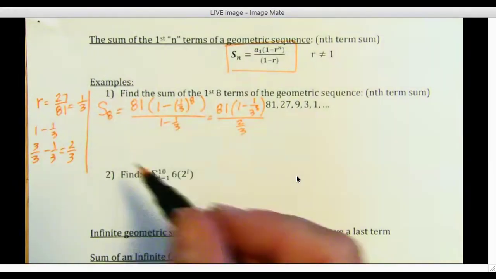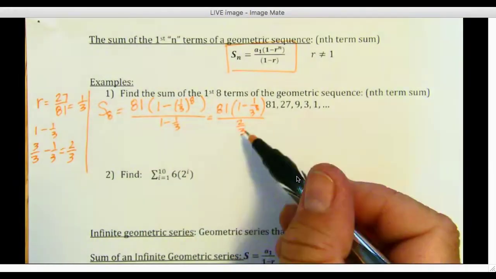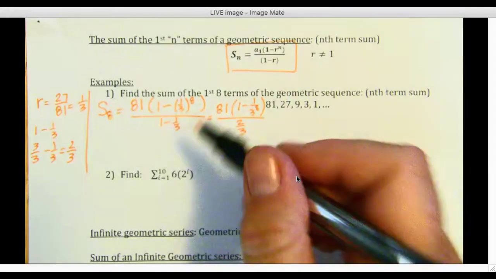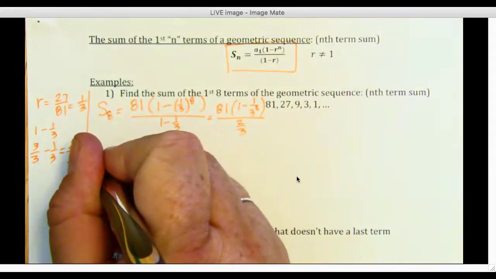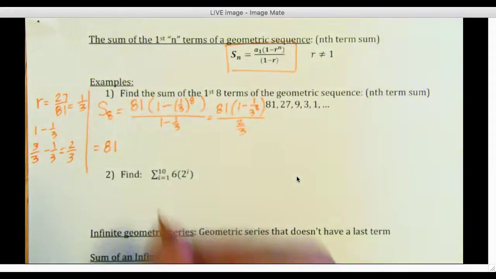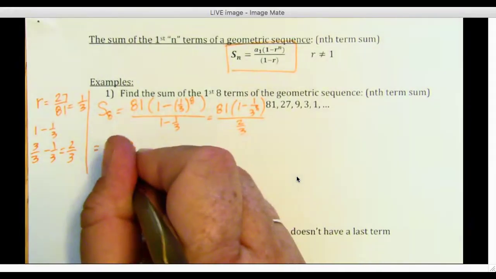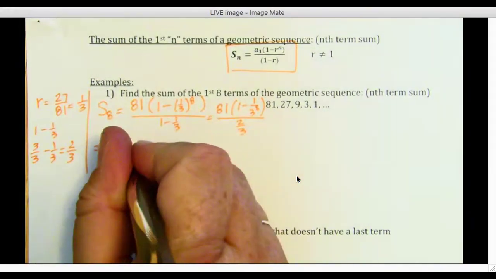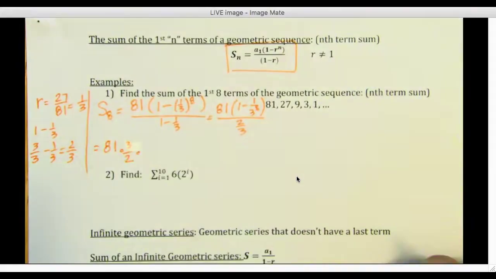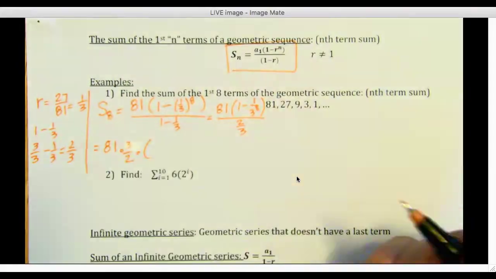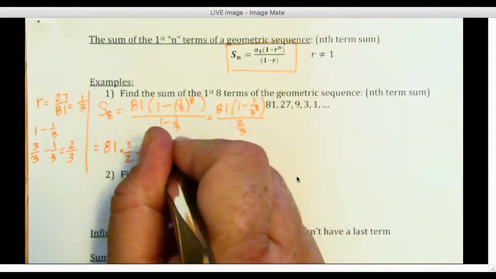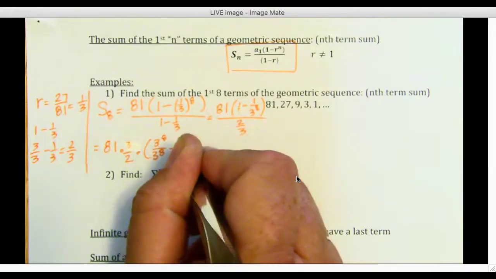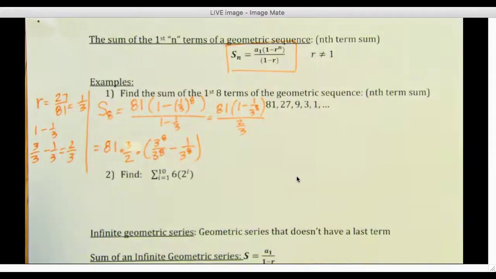All right, so continuing on, instead of dividing by 2/3, I can flip that bottom fraction so it becomes 3/2. So I have 81 times 3 over 2 times, and then the inside of my parentheses here, instead of 1, I'm going to write 3 to the 8th power over 3 to the 8th power minus 1 over 3 to the 8th power, so that I have a common denominator.